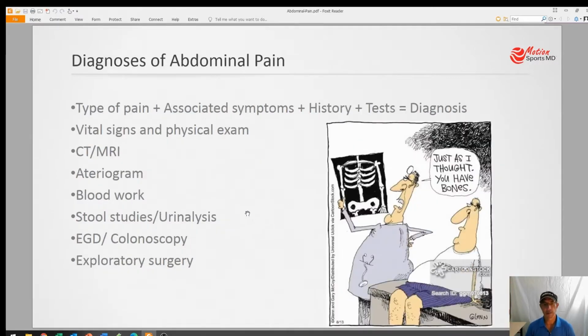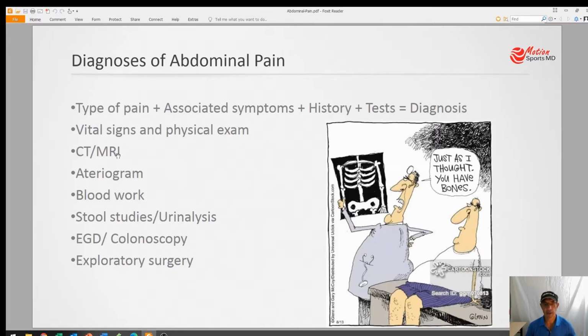How do you diagnose this? We look at the type of pain, what are the associated symptoms. After the thorough history, we start to do tests, and then hopefully come up with the diagnosis. Remember that they will always do vital signs, so it's important to remember that vital signs are vital and to record them appropriately. And then on the physical exam, they'll be looking for things such as guarding, rebound, or the bowel sounds being abnormal, either hyperactive, having hyper bowel sounds, or lower bowel sounds.